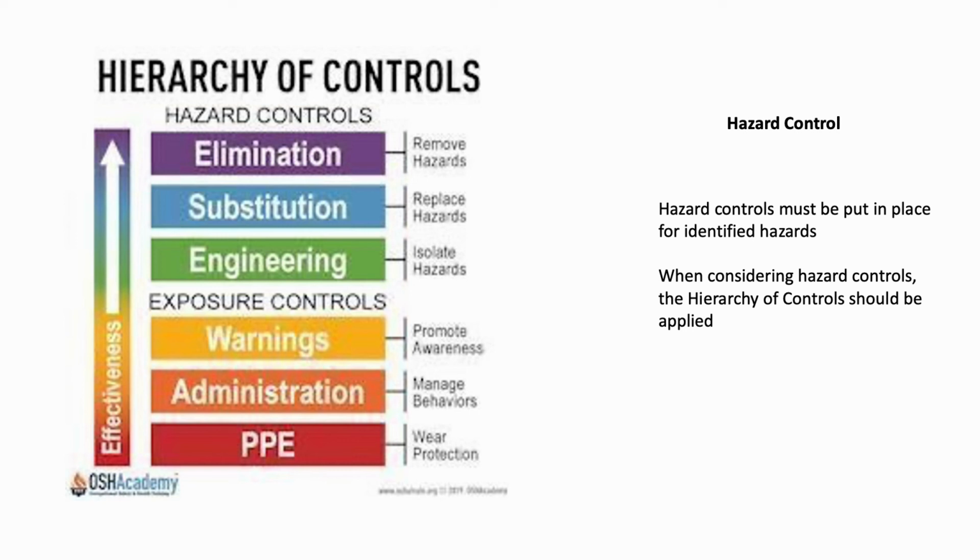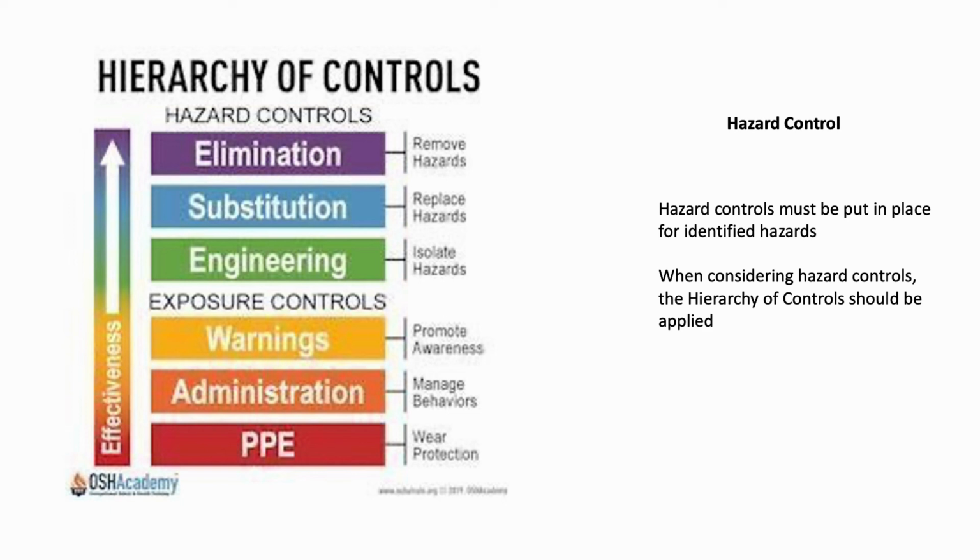Hierarchy of controls. Elimination, substitution, engineering, exposure controls, warning, administration, and PPE. Elimination removes the hazards. Substitution replaces hazards. Engineering isolates the hazards. Warnings promote awareness. Administration manages behaviors, and PPE is wear protection.